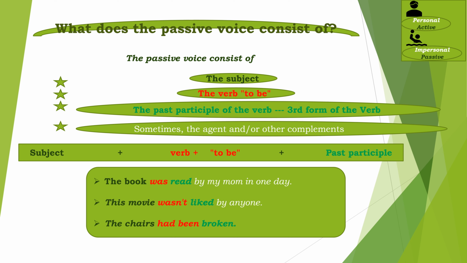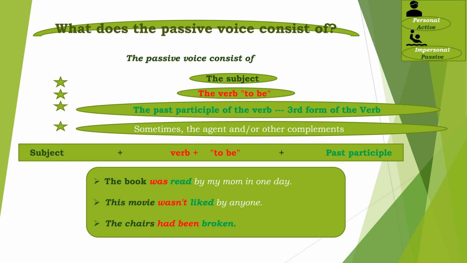Another example, this movie wasn't liked by anyone. In this sentence, this movie is the subject. Wasn't is the verb to be. Liked is the past participle, third form of the verb. By anyone is the agent.